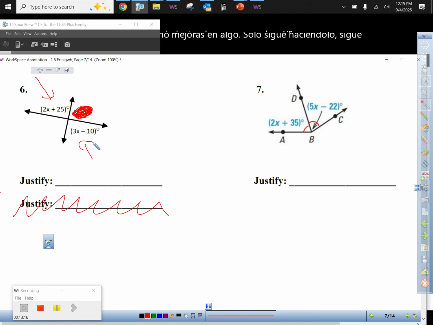What kind of angles are they? Vertical angles. What's true about them? Equal or add up to 180? So let's set them equal to each other. Solve for x. Let me help you.